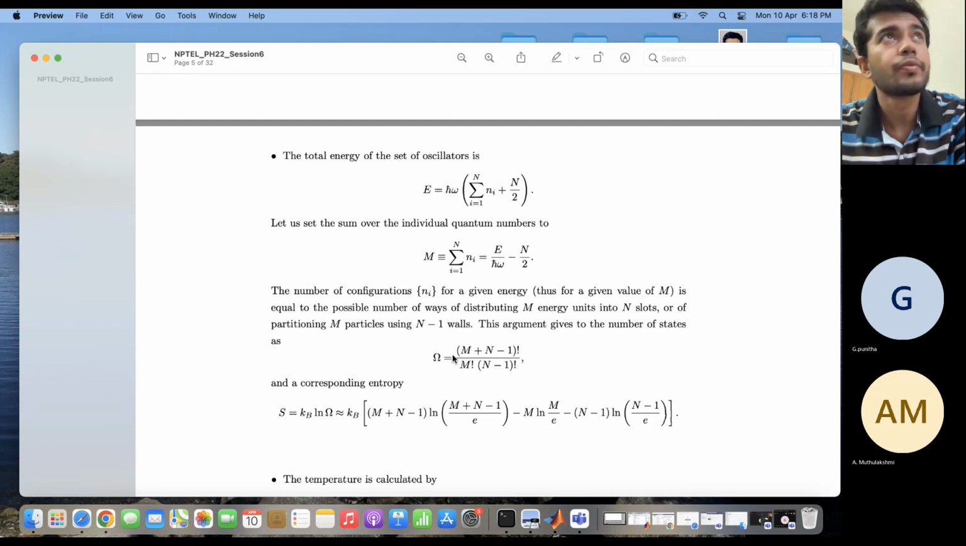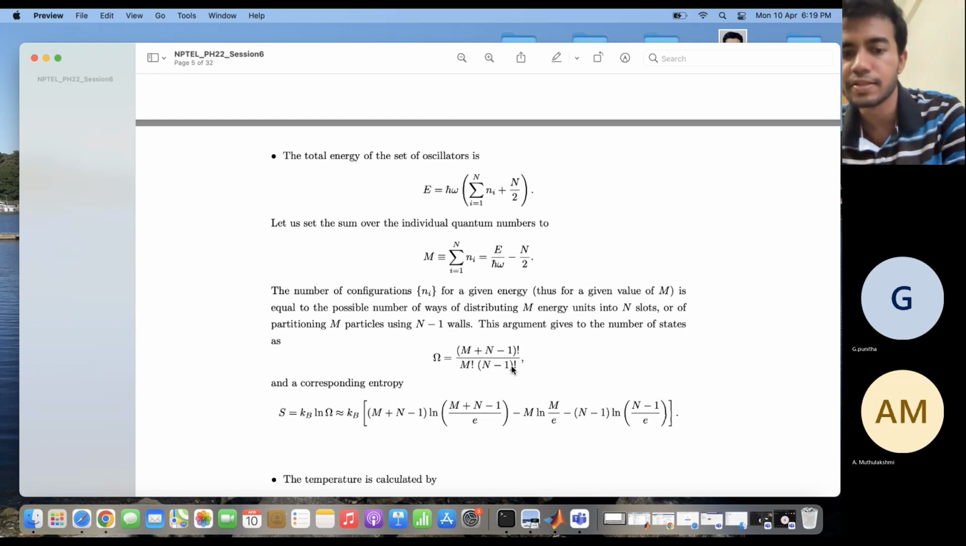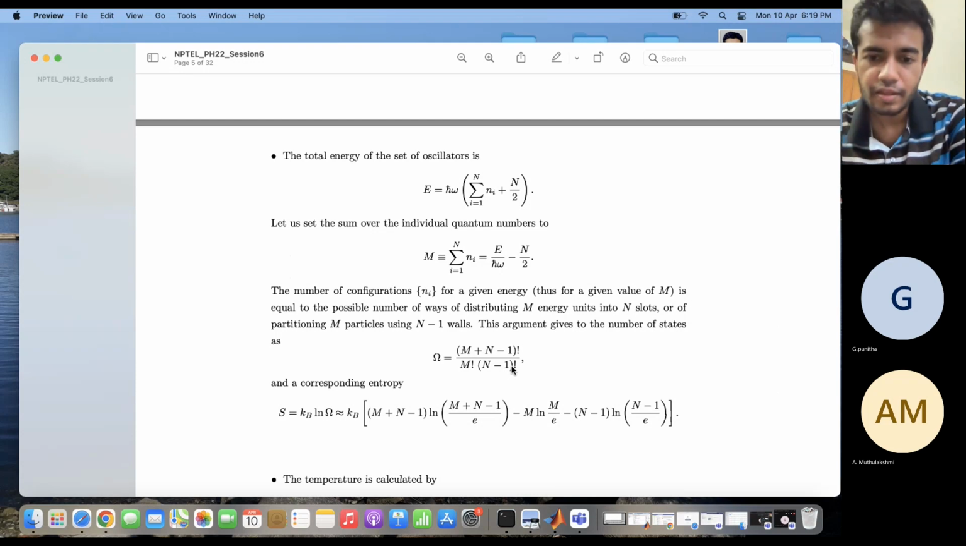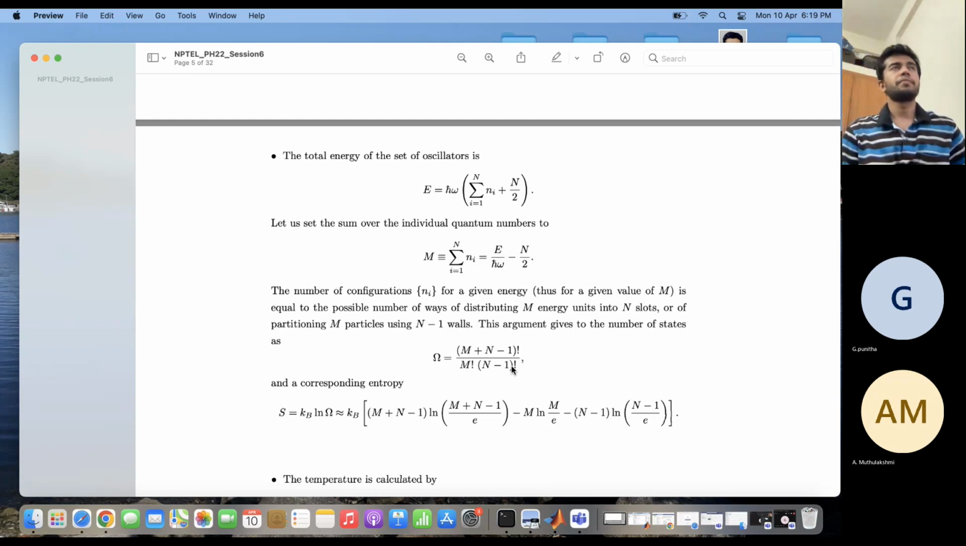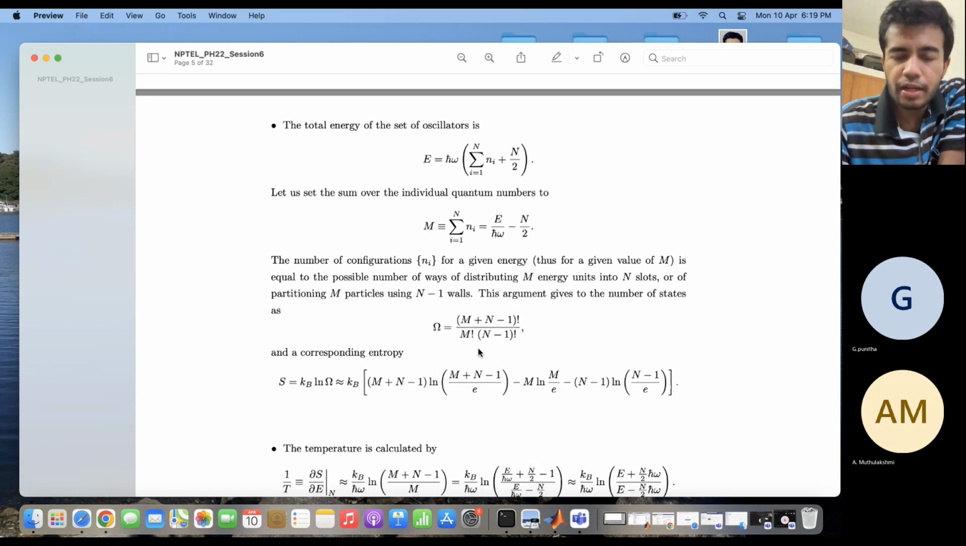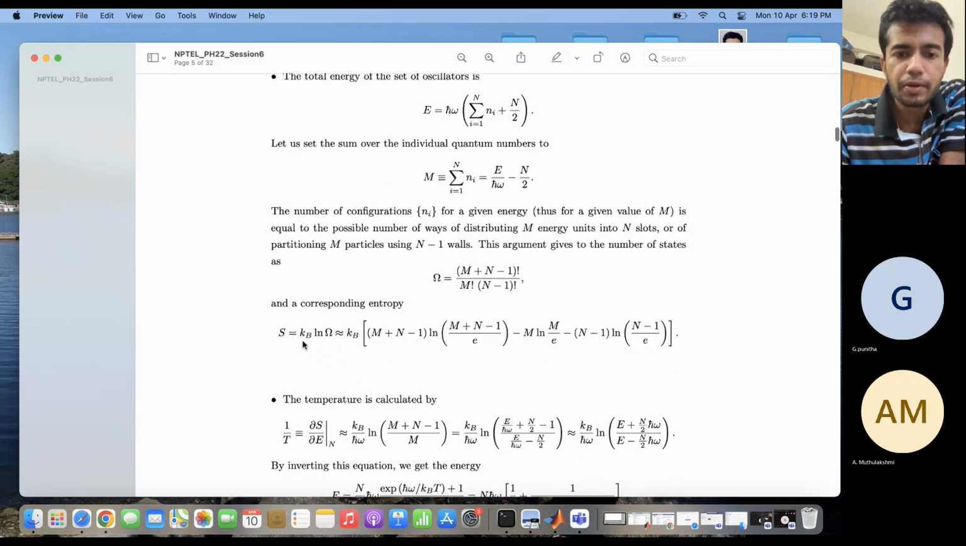So the total number of ways in which you can arrange M plus N minus 1 quantities is (M plus N minus 1) factorial ways. And then you divide that by M factorial and (N minus 1) factorial, which are the numbers of similar permutations among the individual objects themselves. So this is basically (M plus N minus 1) choose M, the number of possible combinations. So this is the total number of microstates. And if I take the log of that quantity, then I get the entropy, which is equal to kB log omega. So the entropy turns out to be equal to this quantity.